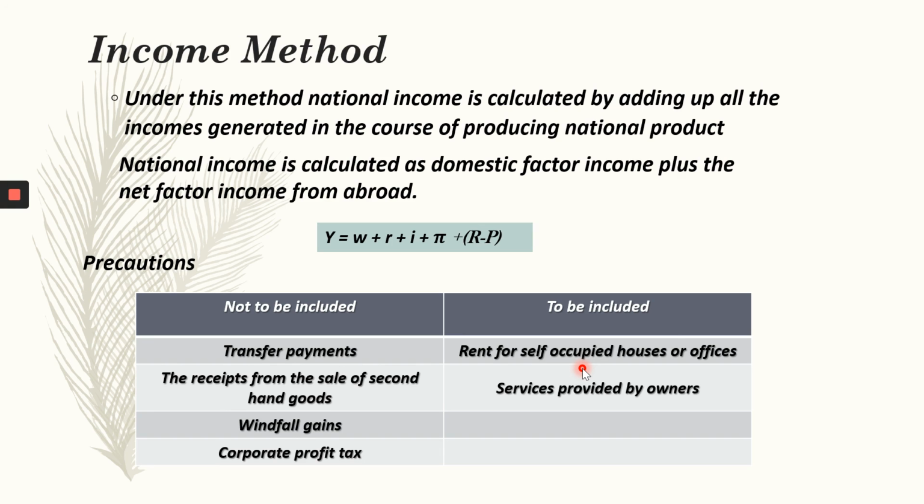In case he hires some other space, some other area for his office, he has to pay a rent. In case he employs someone as a manager for his business, he has to give an income. So when we serve in our own factories or use the same building which we own, we have to pay rent, which has to be included in the national income. So rent for self-occupied houses or offices or services provided by the owners can be added to the national income.